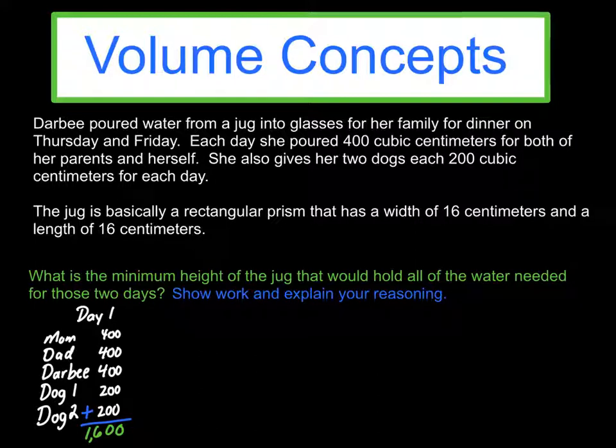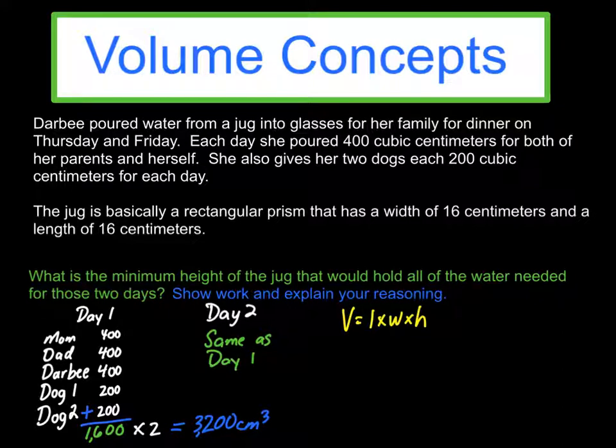Now that's just for day 1. So since we're doing that twice, we will need to take that number and multiply it by 2, because day 2 will be the same as day 1. So when we do 1,600 times 2, we realize that we need 3,200 cubic centimeters, or centimeters cubed.